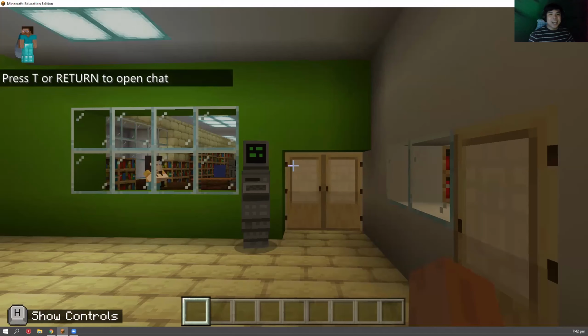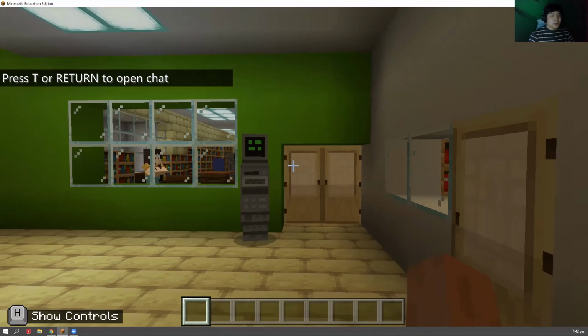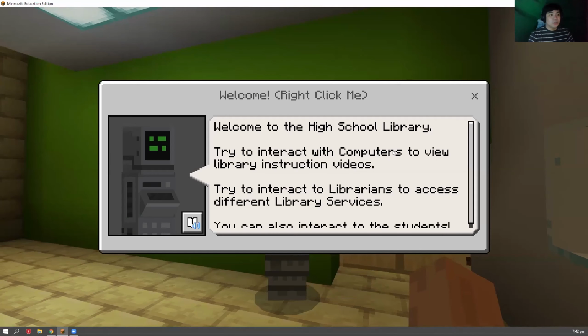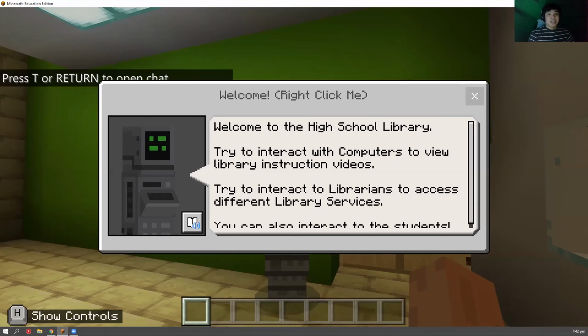Okay, generating world. Here we go. So we are outside our library now. As you can see, there's a door and a computer. With this computer, I instructed it to give instructions to the students and to the users. So welcome to the high school library and a short introduction.